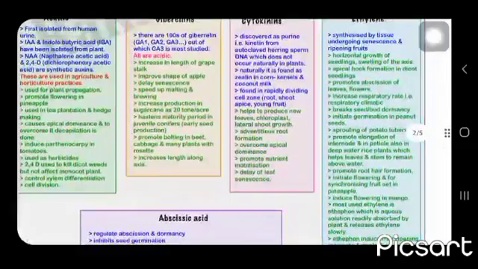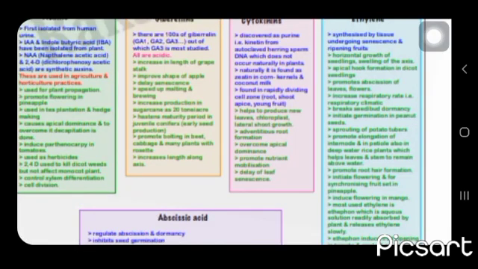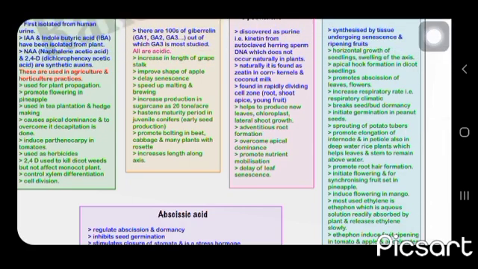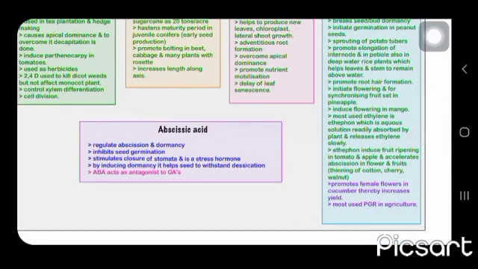Ethylene is synthesized by tissues undergoing senescence and ripening fruits. It causes horizontal growth of seedlings, swelling of axis, promotes abscission of leaves and flowers, increases respiratory rate, breaks seed dormancy, initiates germination in peanut seed, and many more. Abscisic acid regulates abscission and dormancy, inhibits seed germination, stimulates closure of stomata. By inducing dormancy, it helps seed to withstand desiccation.